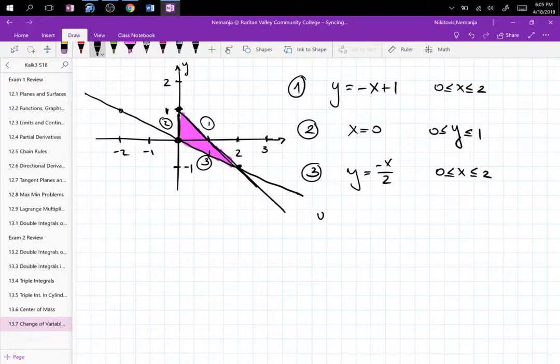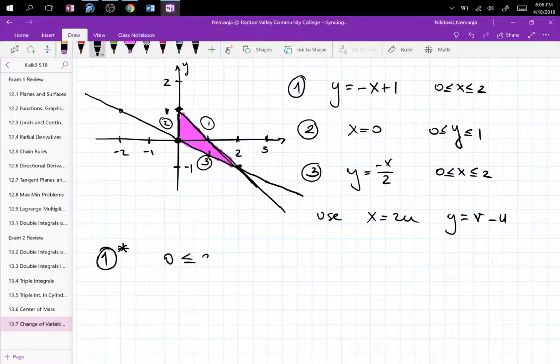And we are going to use the transformation x equals 2u, and y equals v minus u. So now, 1 star. What do I have? Well, let's start with x. We have 0 less equal than 2u less equal than 2. So we see that 0 less equal than u less equal than 1. That's that.